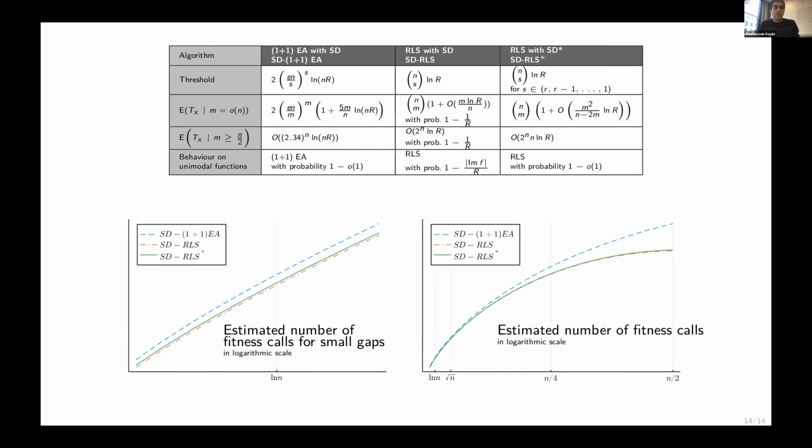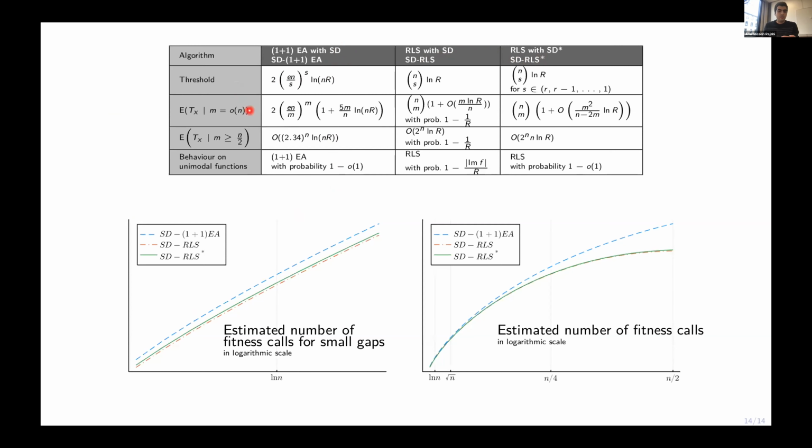And finally, on this slide, we see a summary of the performance of the algorithm. The first column is for the original stagnation detection using bitwise mutation. However, the next 2 columns are for the algorithms presented in this paper, which use k-bit flip mutations. In this row, we can see the threshold values for the algorithm.